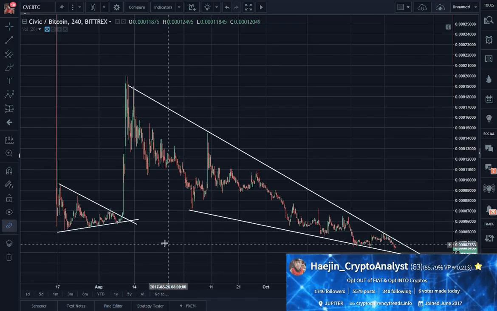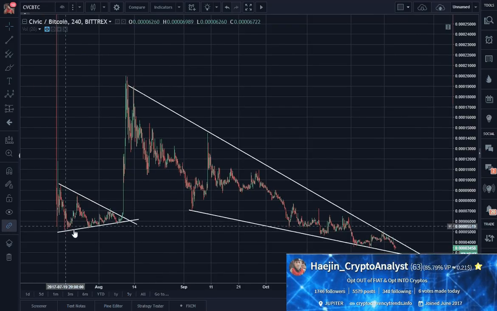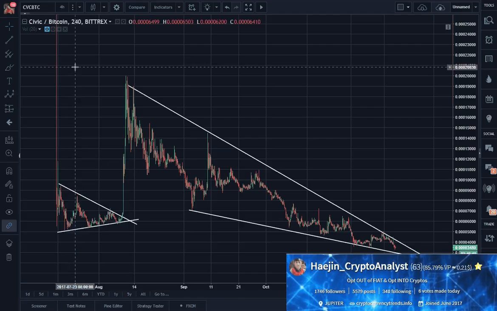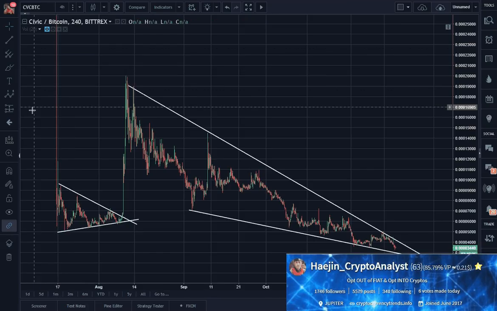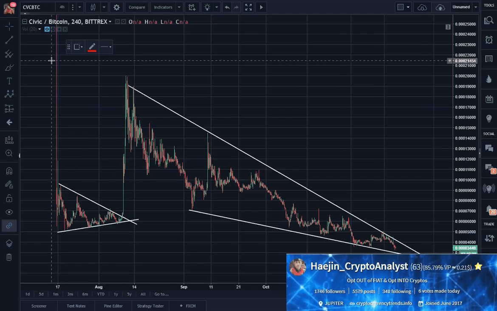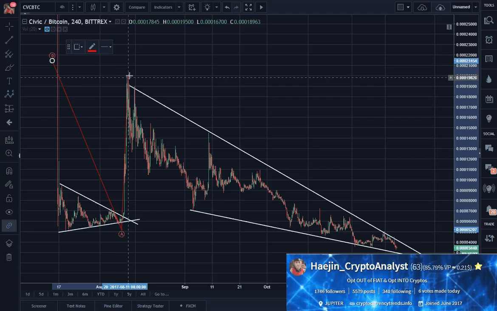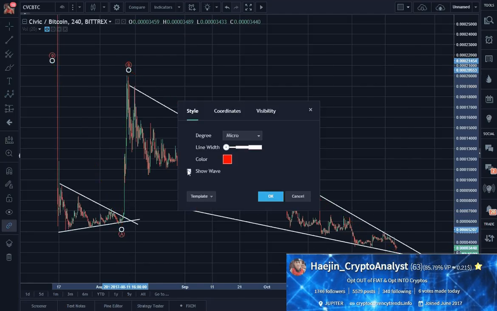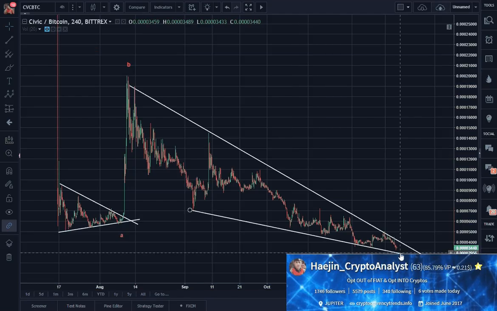All right, now let's do some counts. So this is a big, massive correction that's happened. And it looks like ABC. I'm going to say maybe a zigzag. I can't count this on the subwaves, and nor will I even try. So I'm going to just call it from here, A, B, C. And there might be one more lower low.